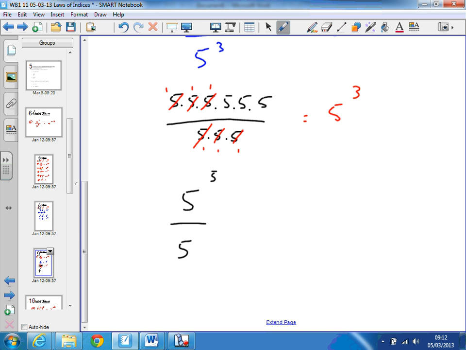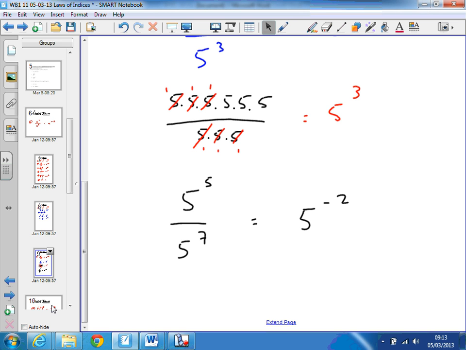5 to the power 5 divided by 5 to the power 7 would be 5 to the minus 2. So you can get negative powers when you do a division like that. Those are probably the two key laws of indices. The others actually come from them. So those are the two main ones.